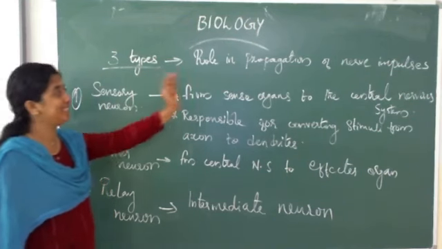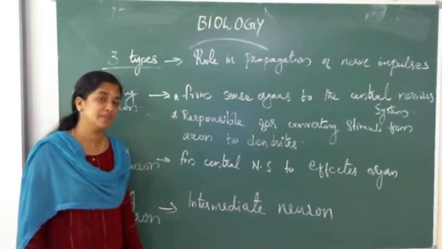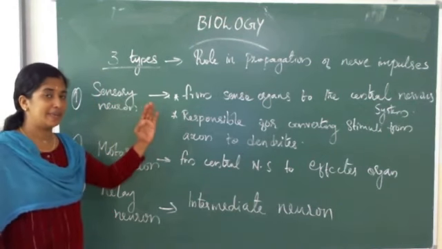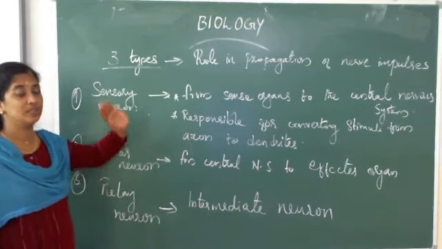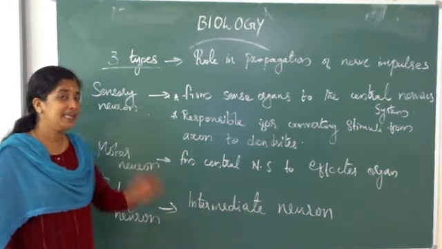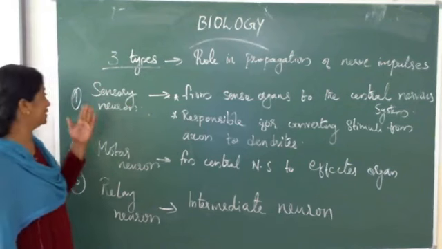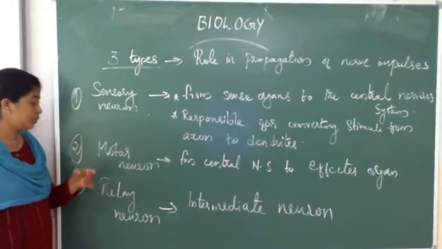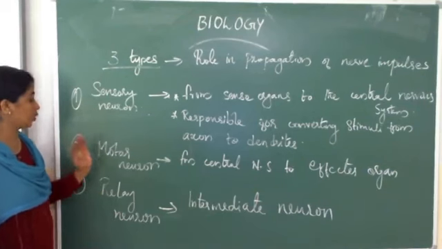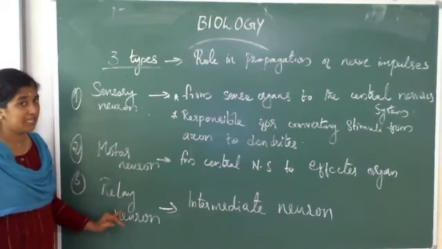Then the structural and functional unit of nervous system, that is neuron or nerve cell, is mainly of three types based on the role in propagation of nerve impulses. Mainly three types of neuron: sensory neuron, motor neuron and relay neuron.